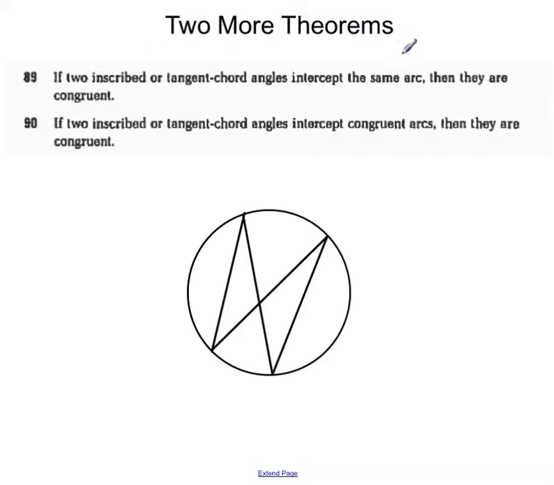There are two more theorems that go along with angles and circles. If I have two different inscribed angles intercepting the same arc, and that would be this one right here, the angles are congruent. And that only makes sense because each of these angles would be half the measure of the intercepted arc. So let's go through the first two theorems. If two inscribed or tangent chord angles intercept the same arc, then they're congruent. So that's pictured below. The second one says if two inscribed or tangent chord angles intercept congruent arcs, then they are congruent. So it doesn't necessarily need to be the exact same arc, but if the arcs are congruent, the angles are going to be congruent as well.